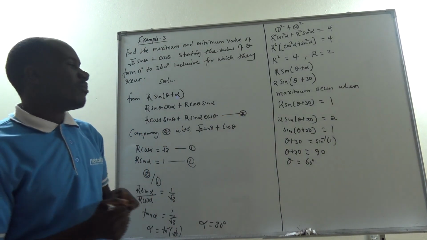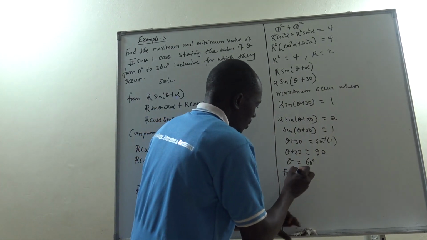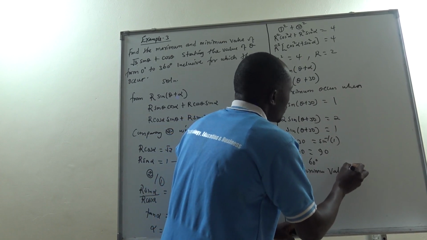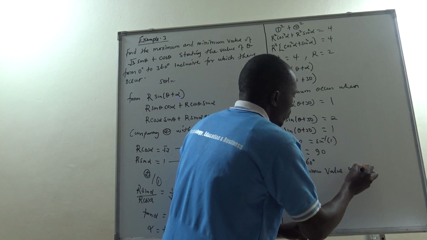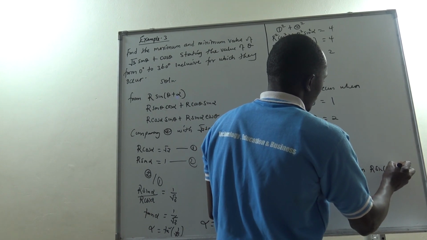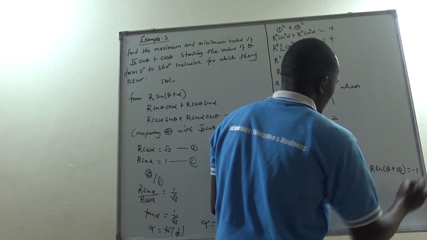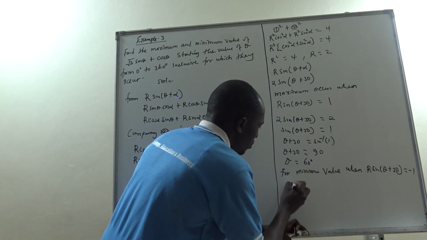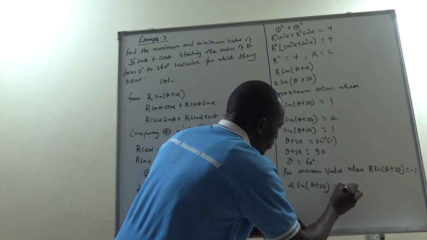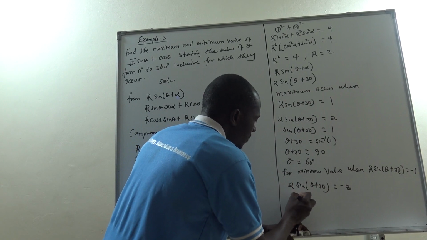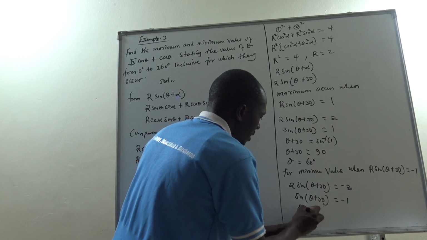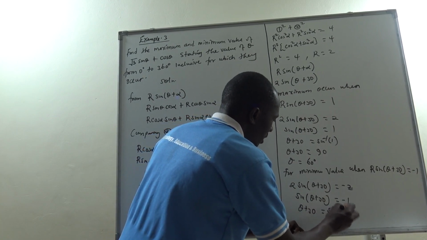Then, how can a minimum occur? For minimum value, the whole expression, the minimum value occurs when R sin into theta plus 30 is equal to -1. So this implies 2 sin into theta plus 30 equals -2, because that was the value of R. So dividing through, we are having sin into theta plus 30 equals -1. So I've got theta plus 30 equals the sine arc of -1.